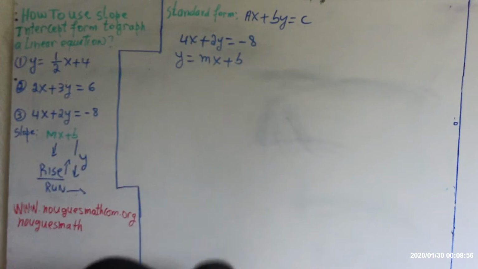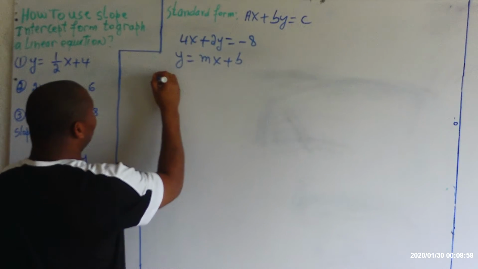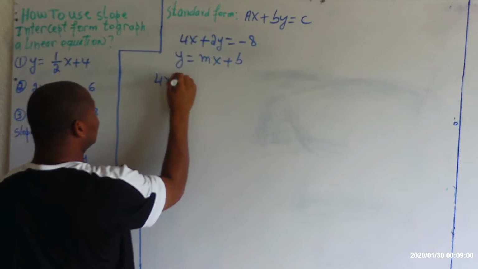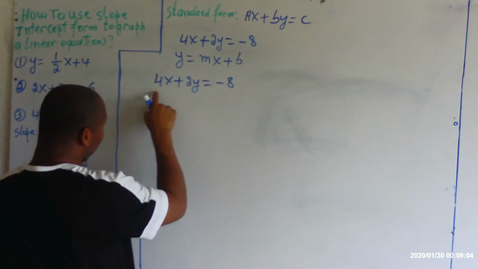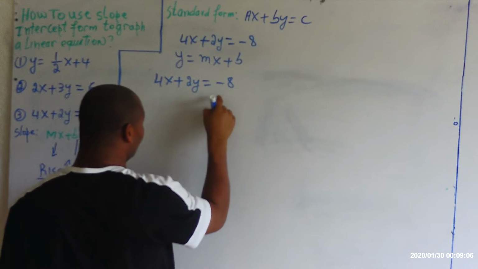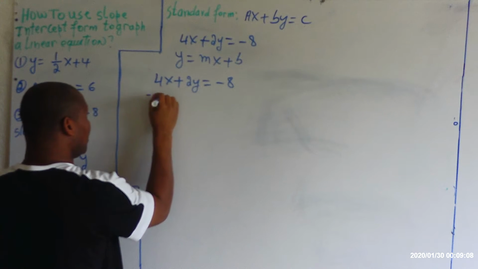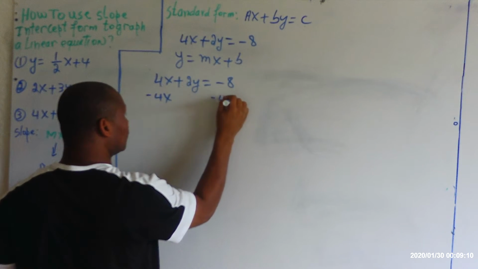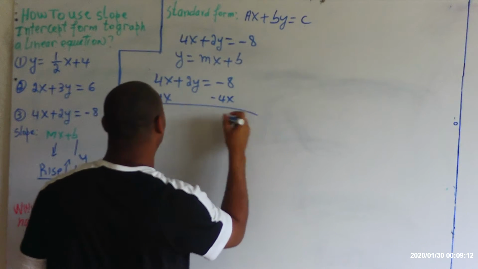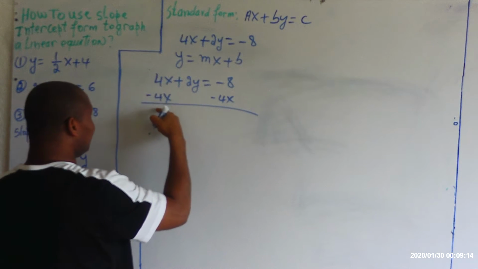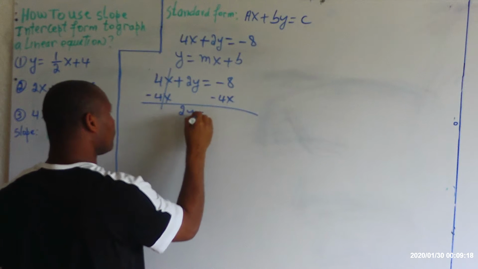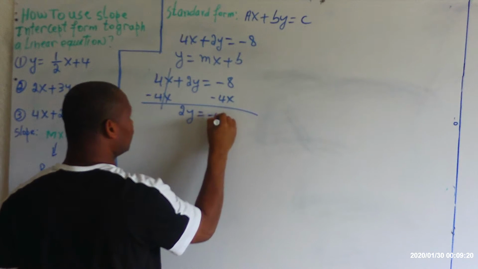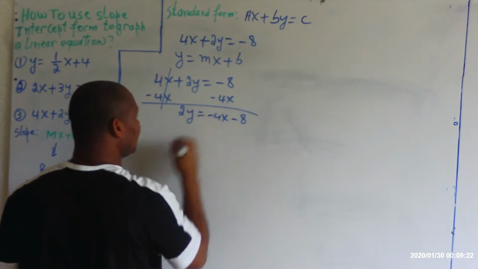How am I going to do that? Let me write this down: 4x plus 2y equals negative 8. I'm going to subtract 4x from both sides. So positive 4x and negative 4x cancel, bring down 2y. So write this first: 2y equals negative 4x, negative 8.